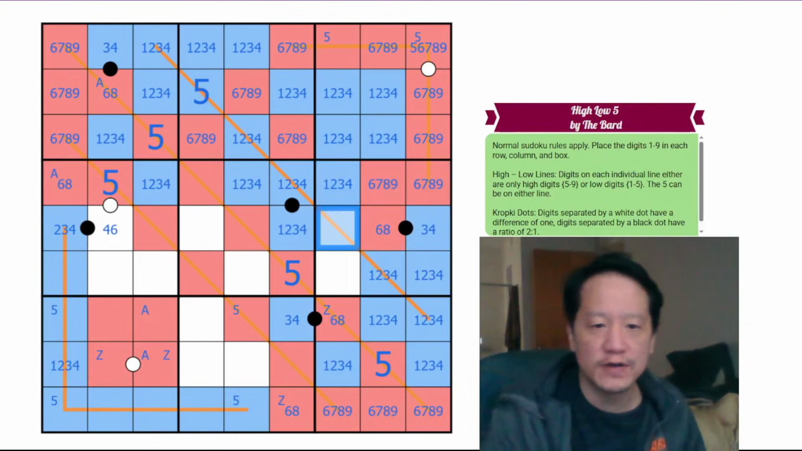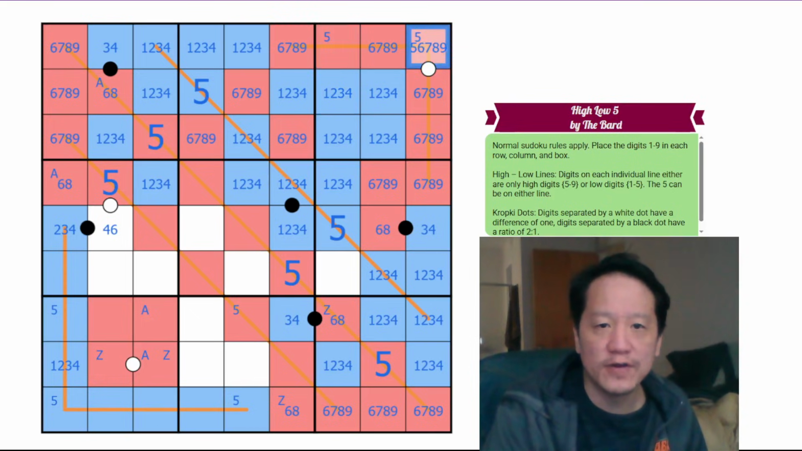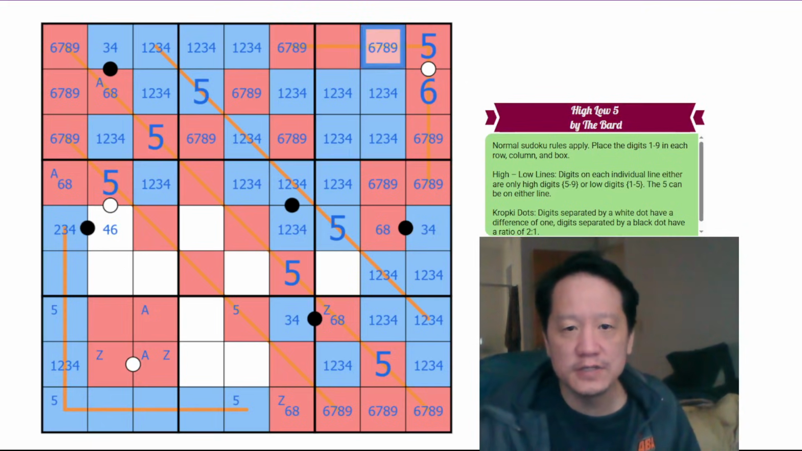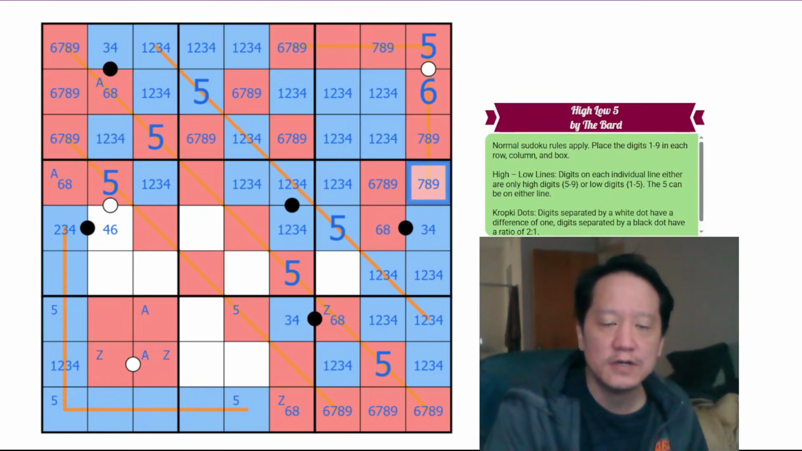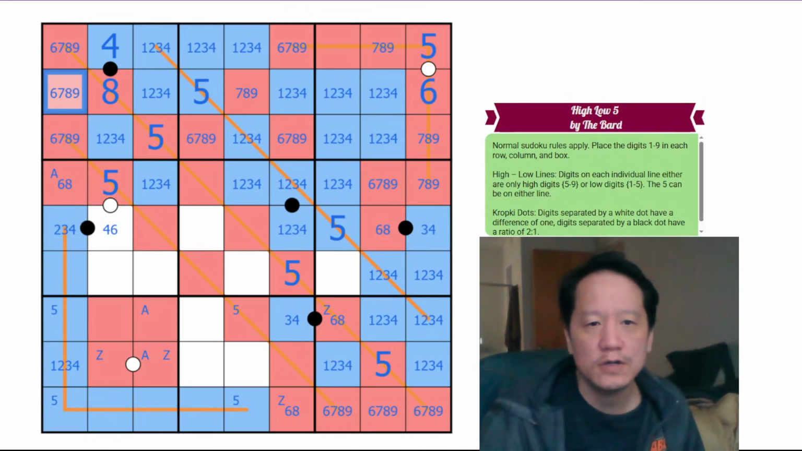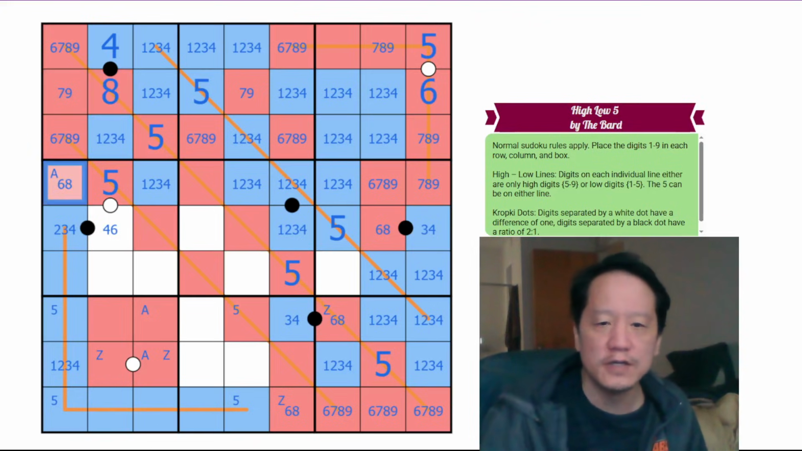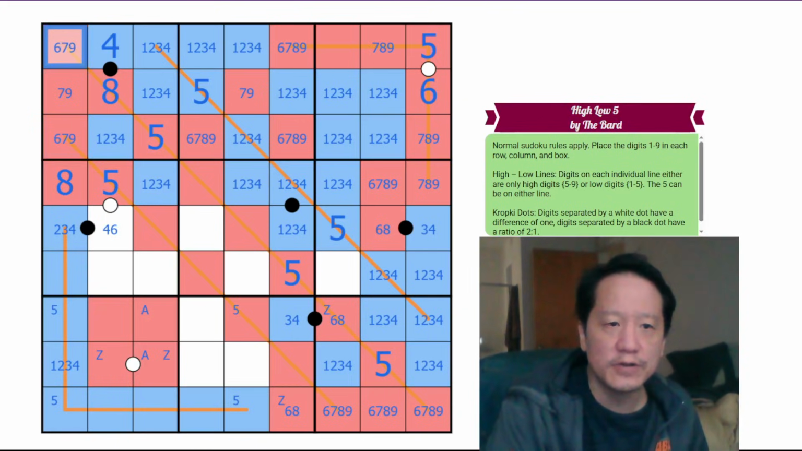So this must be 5 here, which means this can't be 5, so this is 5, which is only consecutive with 6 out of the high digits. That eliminates 6 in the rest of the box, column, and row. So this can't be 6, this is 8, which is in a 1 to 2 ratio with 4. So this can't be 6 or 8. No 8 here. That means A is 8 here. No 8's allowed here. No 8 here, no 8 here. This is 7, 8, or 9.